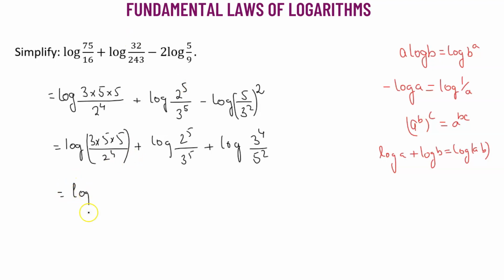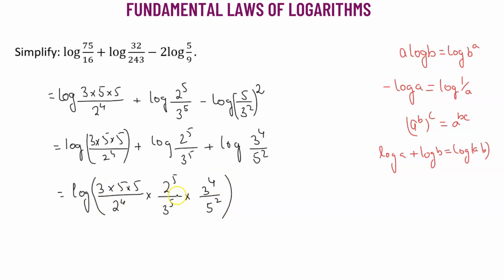So we will have log of, so this will get multiplied. So we have 3 times 5 divided by 2 raised to the power of 4, multiplied by 2 raised to the power of 5 divided by 3 raised to the power of 5, times 3 raised to the power of 4 divided by 5 squared.